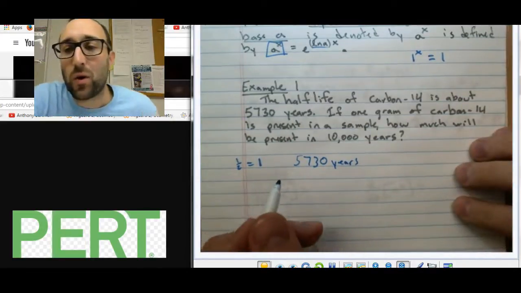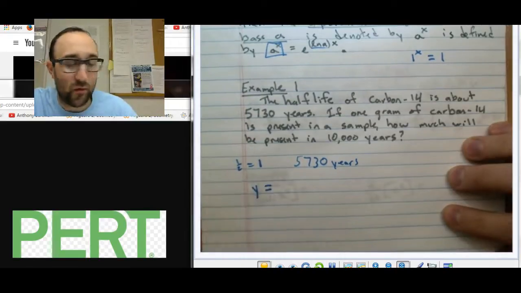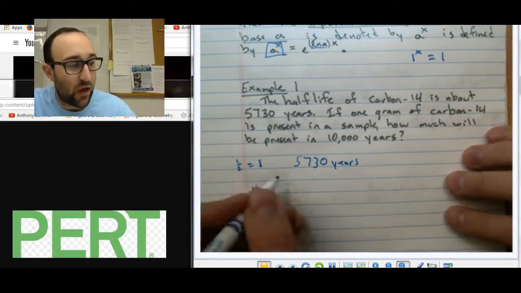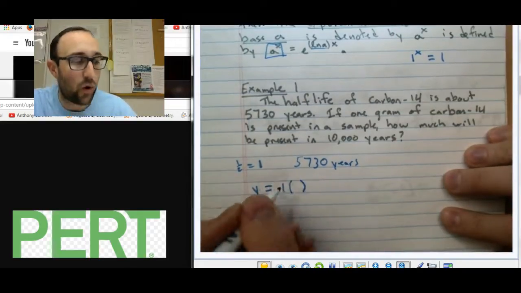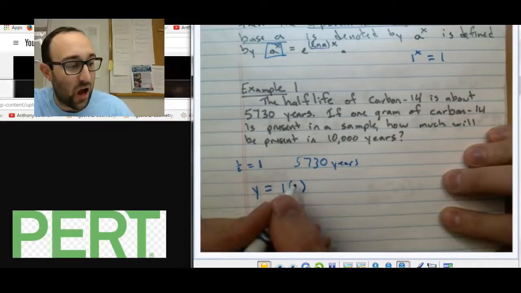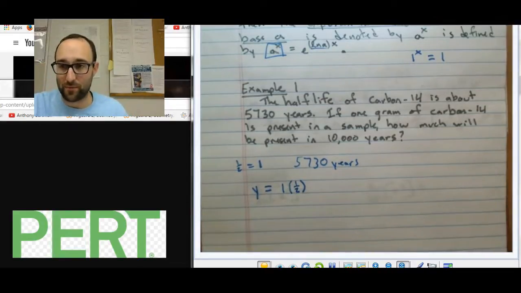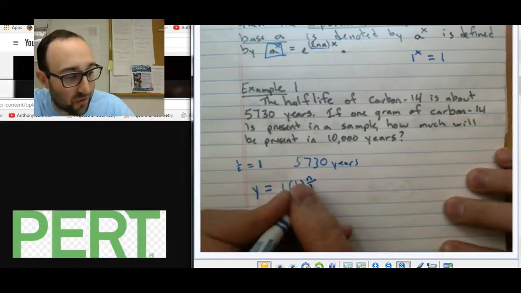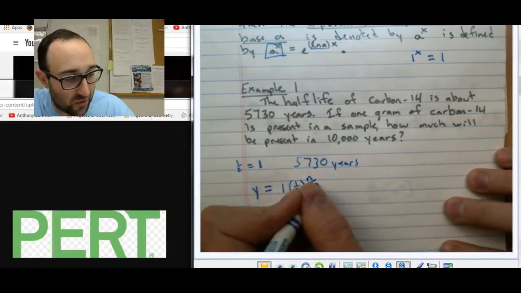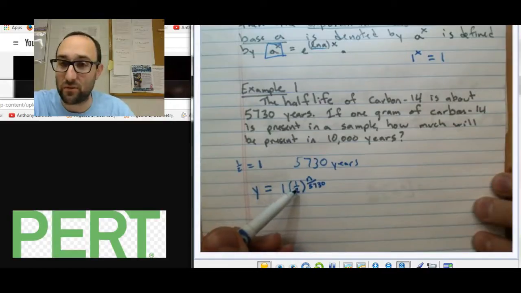So what you can say is that, let's just set up an equation. y would be how much is left. How much do we start with? 1. What are we doing to that 1? We're trying to figure out how long does it take for half of it to be there, right? Okay, and then how many times is that going to happen per 5,730 years, right? So we want to know how many times are we going to take half of it.